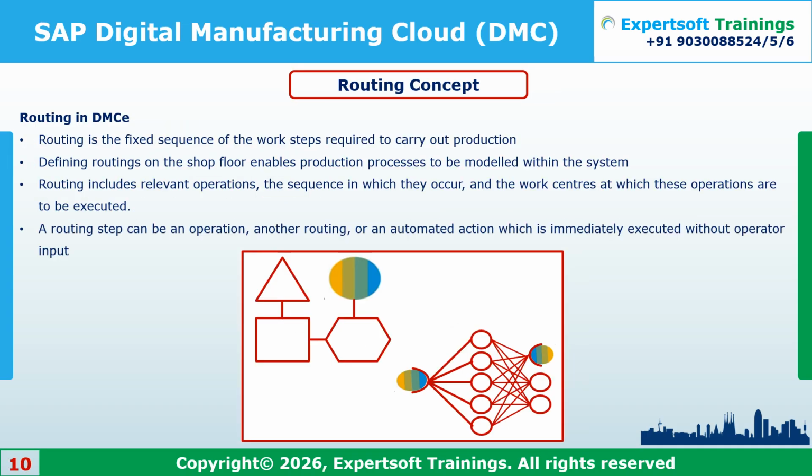Similarly, the routing is a fixed sequence, as I mentioned. Routing, or the people who are already working in the process industry will refer to it as the recipe. Okay, but both the things are one and the same from the recipe point of view. That is a sequence of the work steps that we need to carry out the production. Okay, and defining routing on the shop floor enables the production process to be modeled within the system.